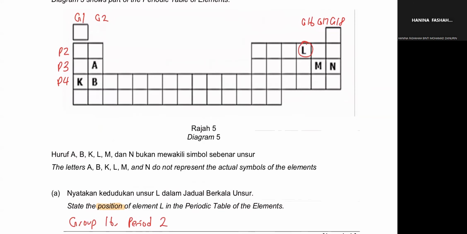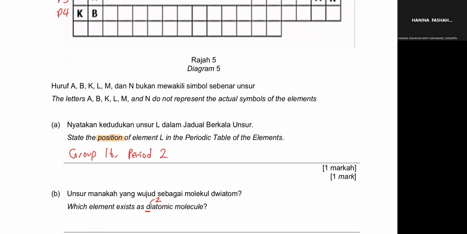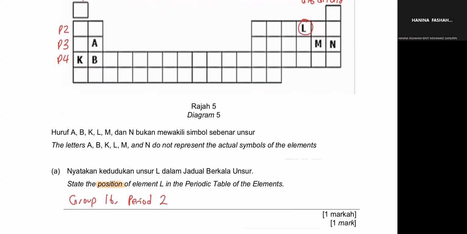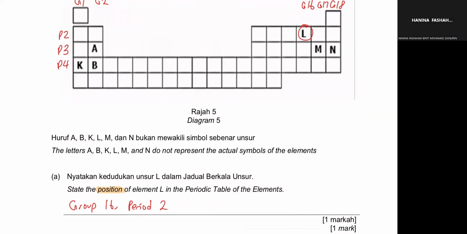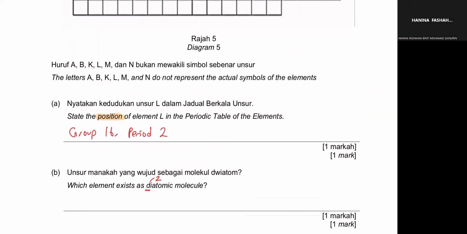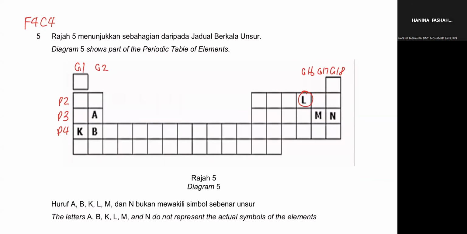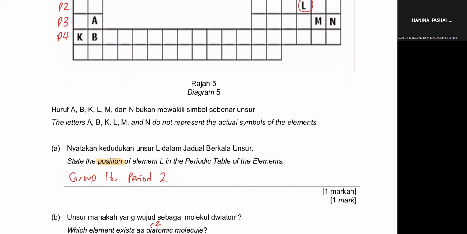Which element exists as diatomic? Here the answer actually has two. One is element L, or you can give element M, etc. Because element L is actually oxygen, which is O2. M here is fluorine or chlorine. So chlorine also exists as diatomic, Cl2, and O2.